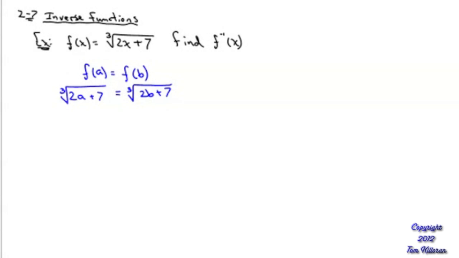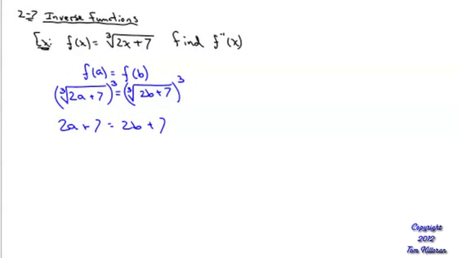Nope. So how do you get rid of a cube root? How do you get rid of a square root? Square it. How do you get rid of a cube root? Cube it. So you cube both sides, and you get 2a plus 7 is equal to 2b plus 7.